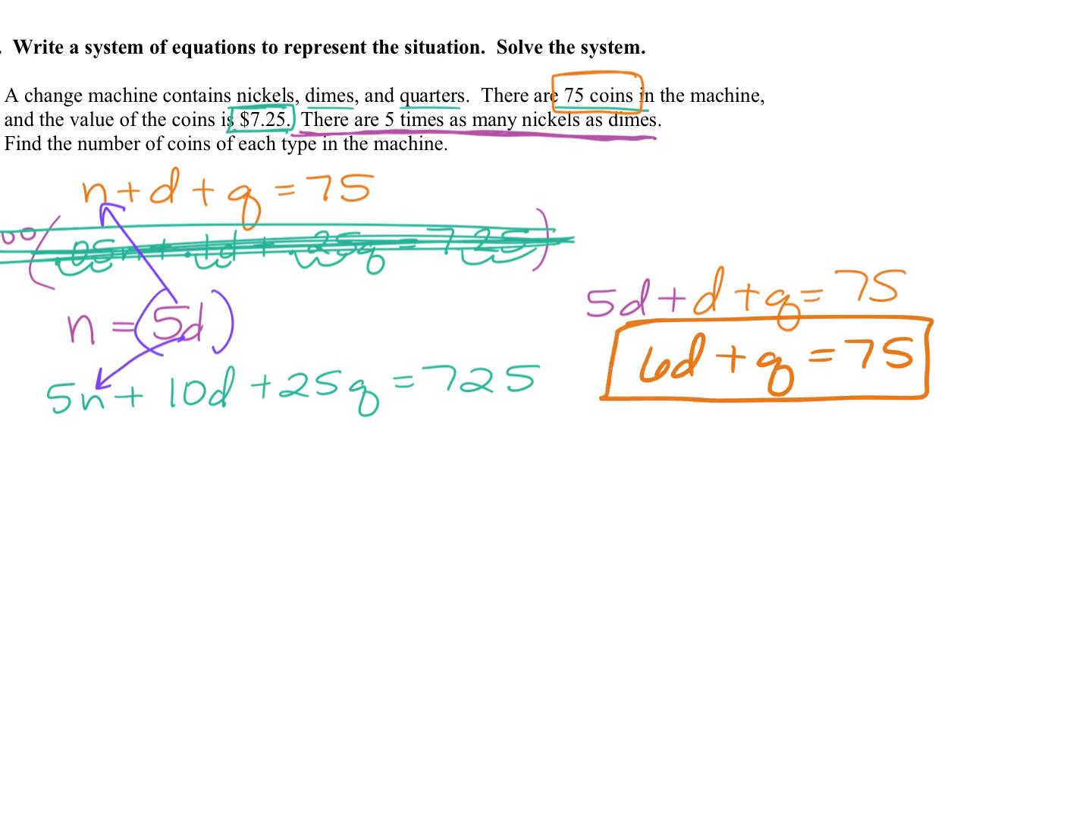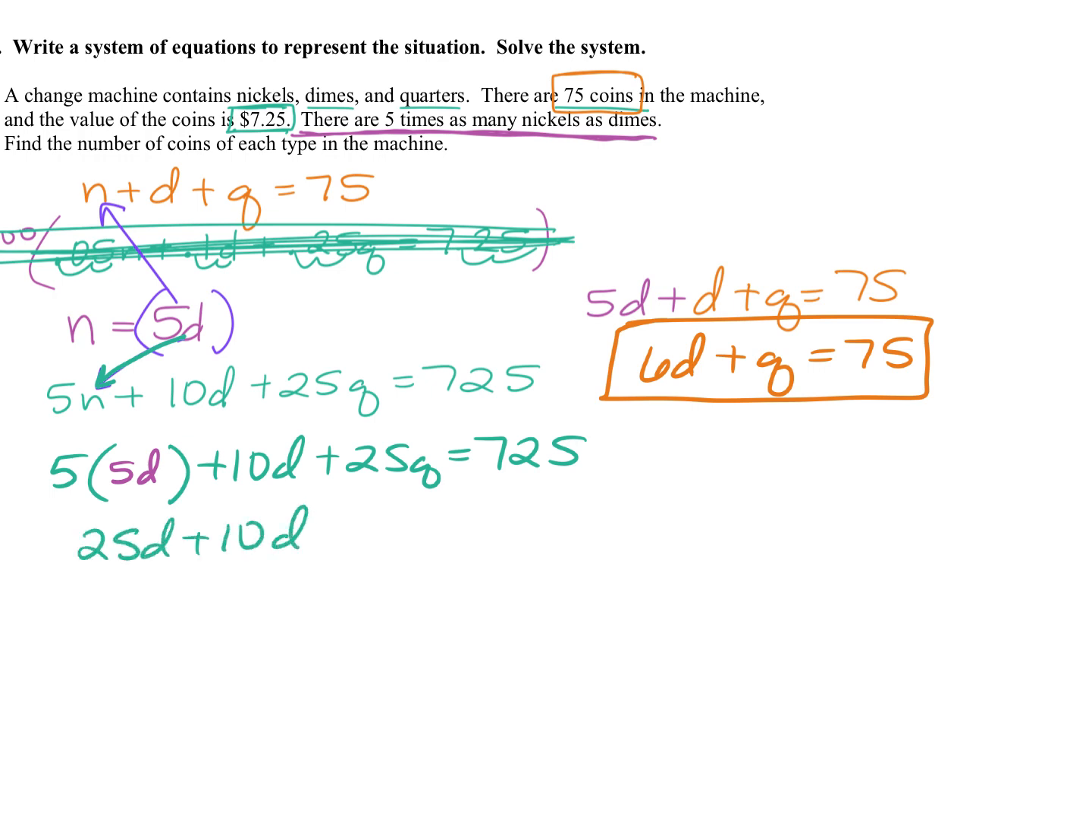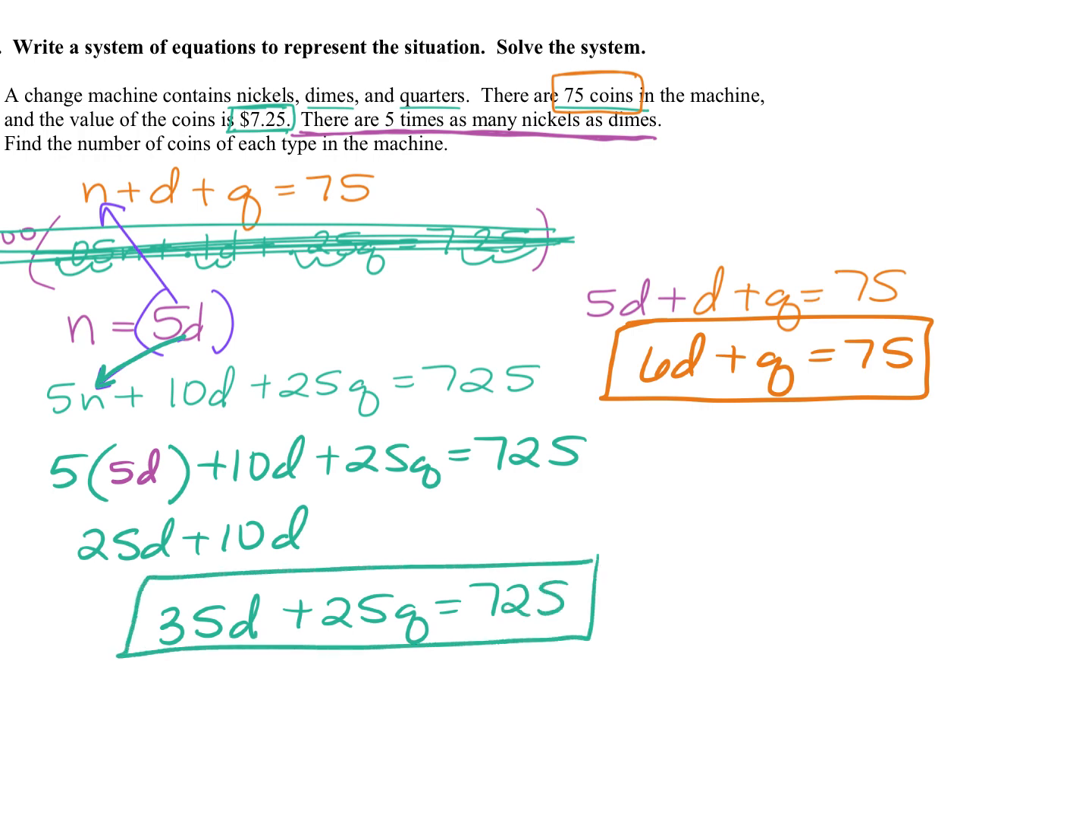Then substitute in this bottom one. So n is 5d. So I'm going to say 5 times that 5d plus 10d plus 25q equals 725. Okay, so this is 25d plus 10d, or 35d plus 25q is 725. Still with me? So you have these two equations.